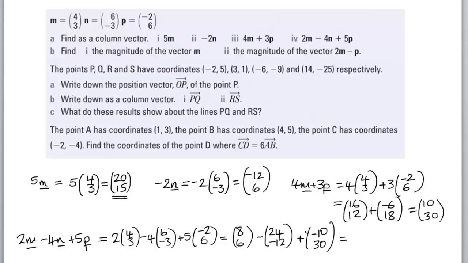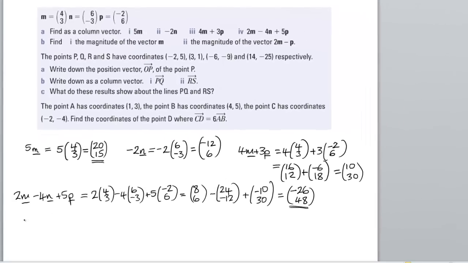So 8, take away 24, add minus 10 is minus 26. 6, take away minus 12, add 30, 48. Done. The magnitude of the vector m. Magnitude of m, if you recall, Pythagoras theorem application, 4 squared add 3 squared, triple again, square root of 25 is 5.